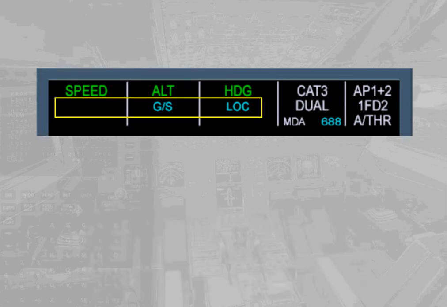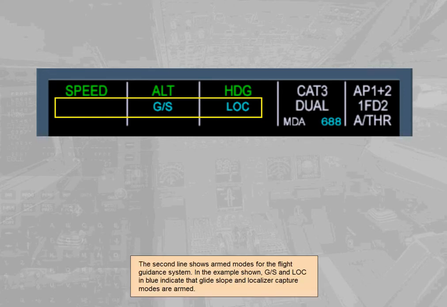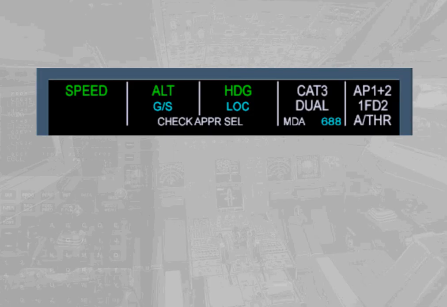The second line shows armed modes for the flight guidance system. In the example shown, GS and LOC in blue indicate that glide slope and localizer capture modes are armed. The third line shows reminders or messages. In our example, Check Approach Cell advises us to check the consistency of selected approach. Note: some messages are spread over 2 columns.